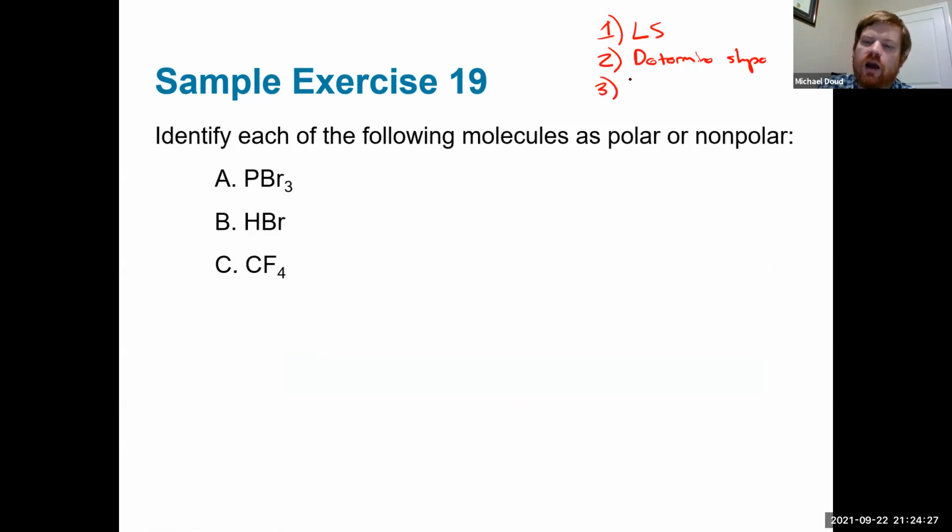And 3, look for bond polarity. Then you can add these 2 together, and that will give you the net dipole. Okay, so here we go. Go ahead, PBr3, HBr, and CF4. Pause the video here, work these out, and when you come back, we will look at the answers together. So go ahead, pause.